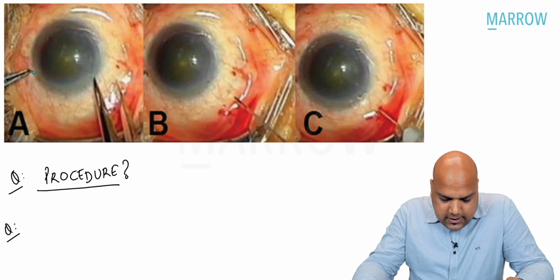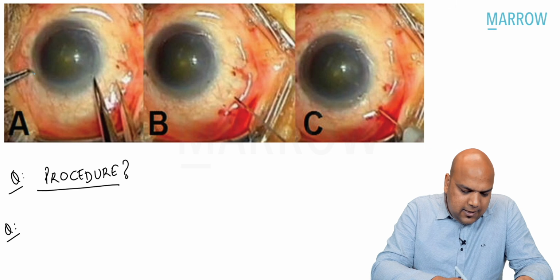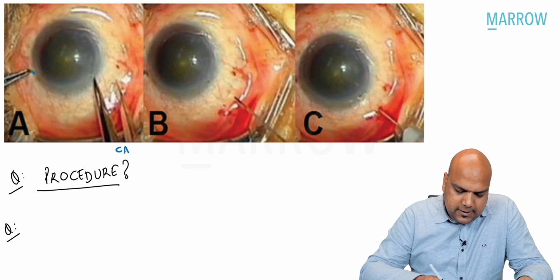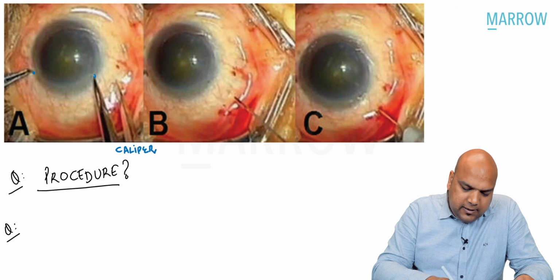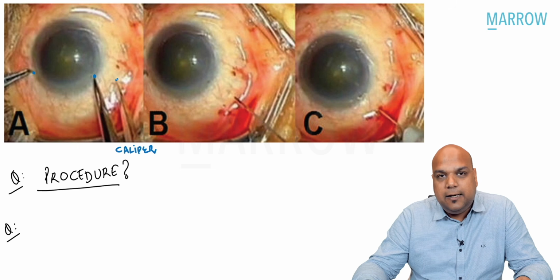Okay. Again, a question which is asking us the procedure being shown in this series of images A, B, and C. So, what is being shown? In the first image, I don't know what we can see. No, I can. This is us holding at the limbus. Then we have a caliper. What is this, guys? This is a caliper, a measuring device. One tip of the caliper is kept at the limbus and the other is making a point on the sclera.